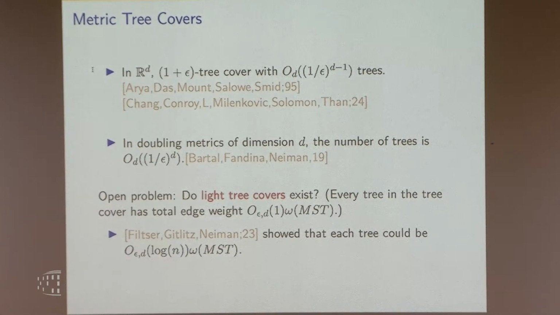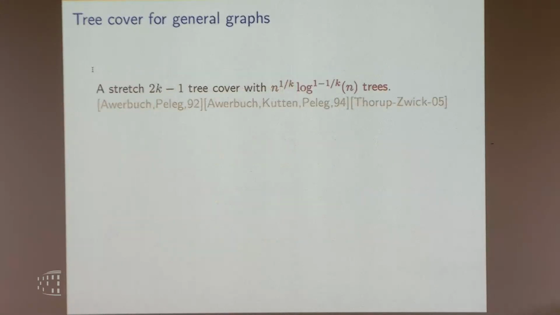Then you are way more constrained than before, because every tree now has to look more or less similar to the MST. There were some results saying that you can do log n, but log n is kind of like, it's not trivial, but it's something that you can infer from standard constructions. Or maybe I shouldn't say that. For general graphs, you can do a 2k minus 1 tree cover with this number of trees.